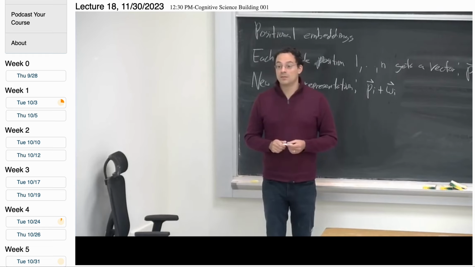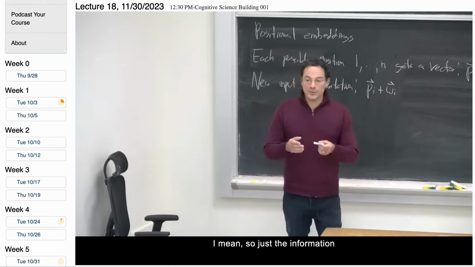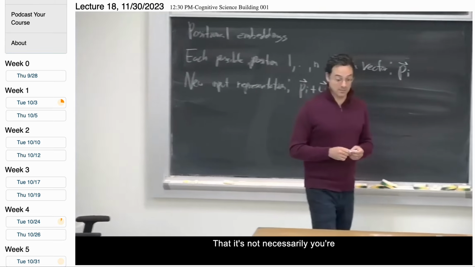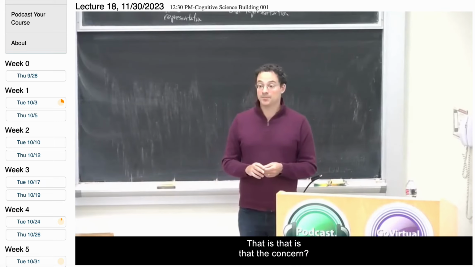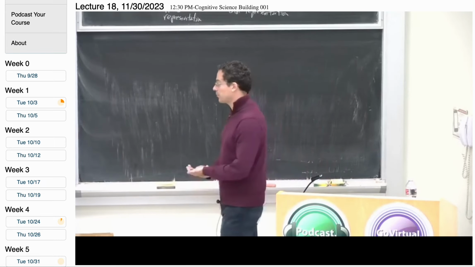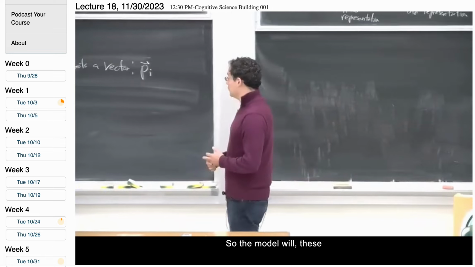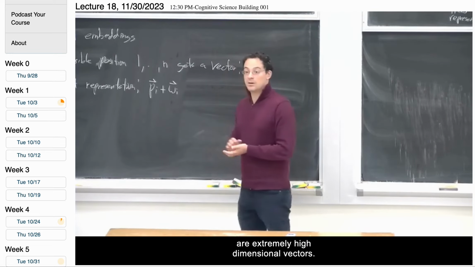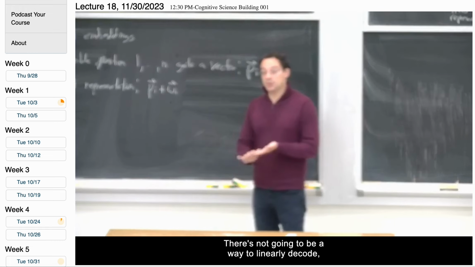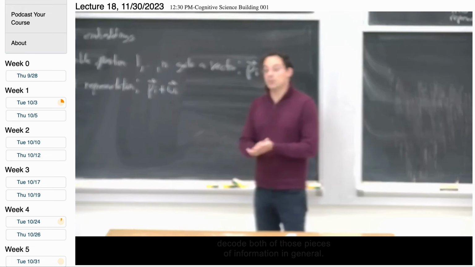So the information's been smushed together. Is that what you're saying? You're not necessarily going to be able to uniquely recover both. Is that the concern? These are extremely high dimensional vectors. There's not going to be a way to linearly decode, but there is going to be a way to non-linearly decode both of those pieces of information in general.